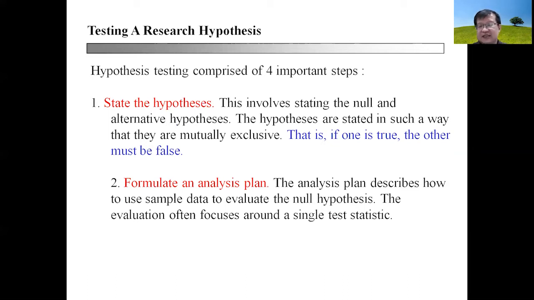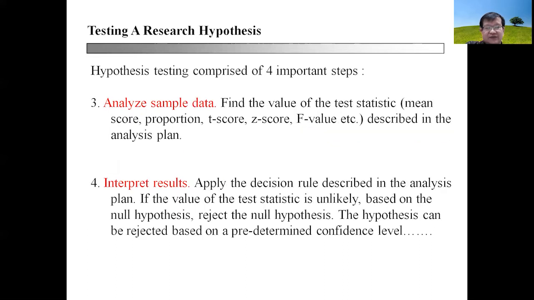The hypotheses are stated in such a way that they are mutually exclusive, meaning that if H null is true, then H alternative must be false. The next step is to formulate an analytical plan. This analytical plan describes how to use the sample data to evaluate the null hypothesis: how to arrange the data, how analysis is to be conducted. This will require us to understand the number of factors involved, the treatments involved, and how they are arrayed, and of course, how to use the necessary techniques and software to analyze the results.